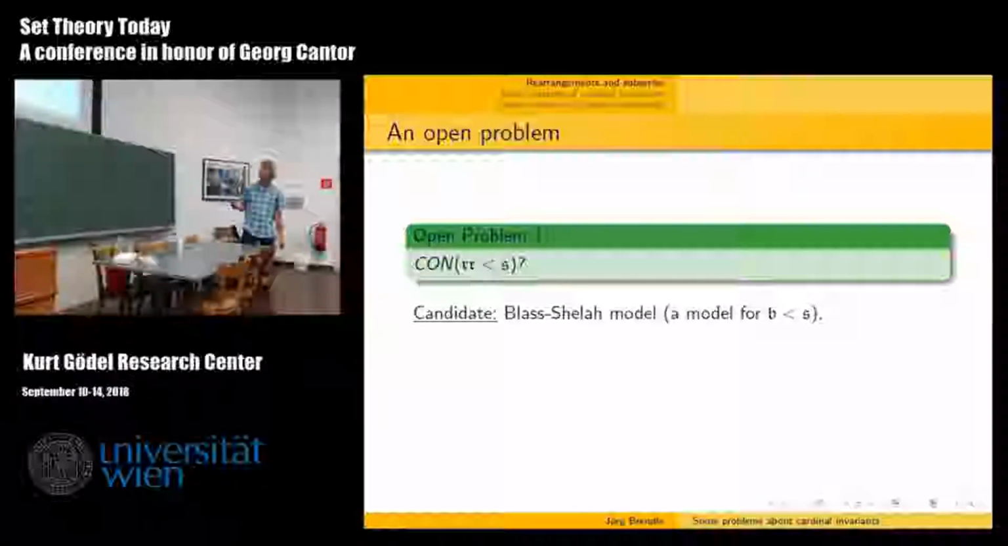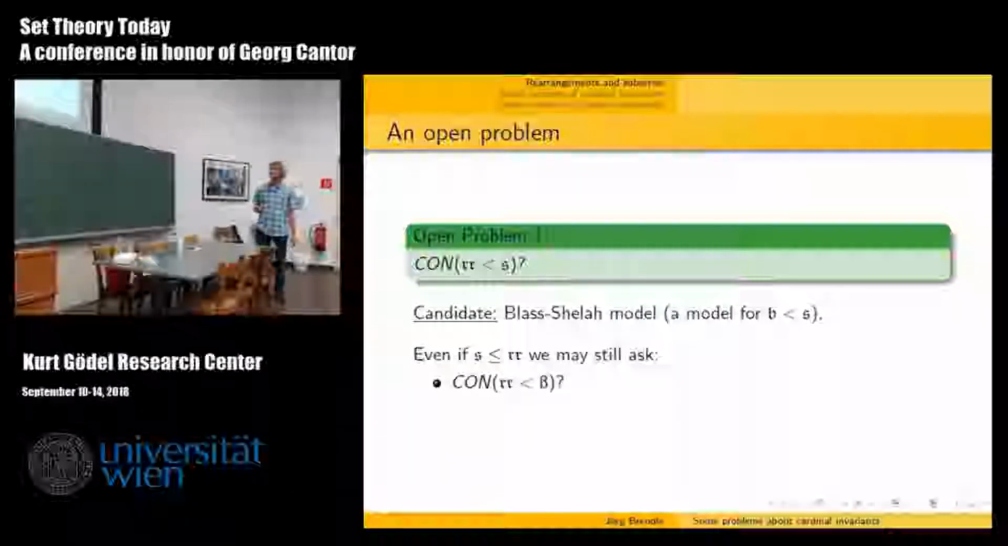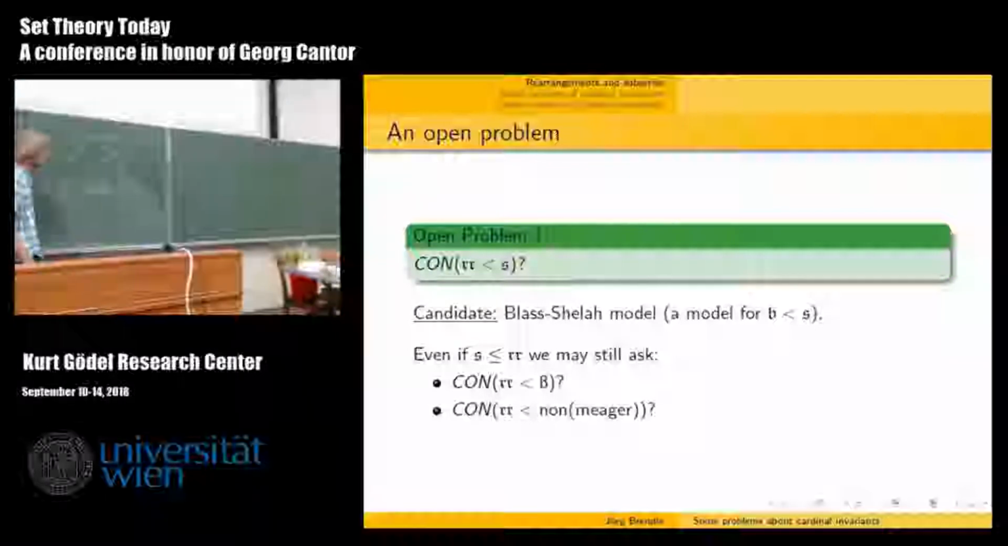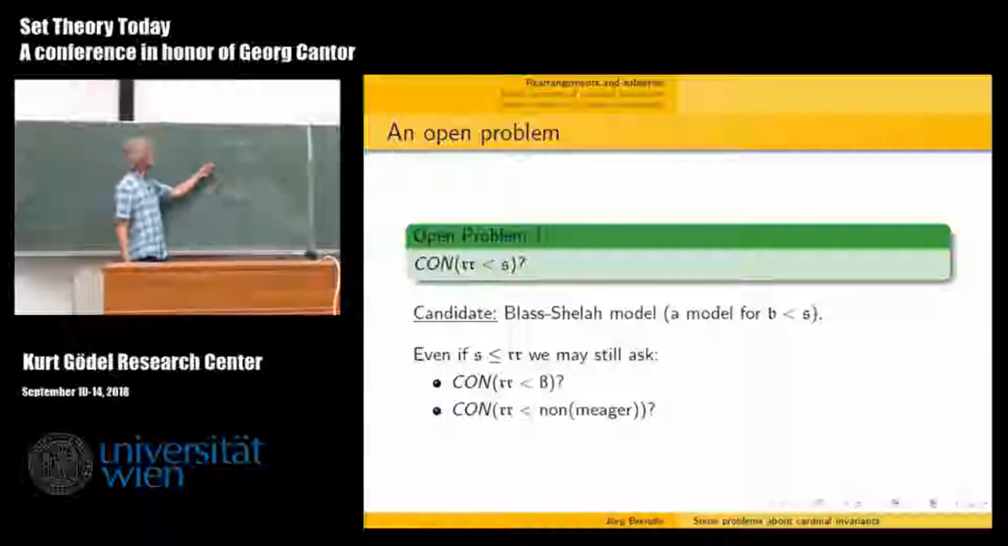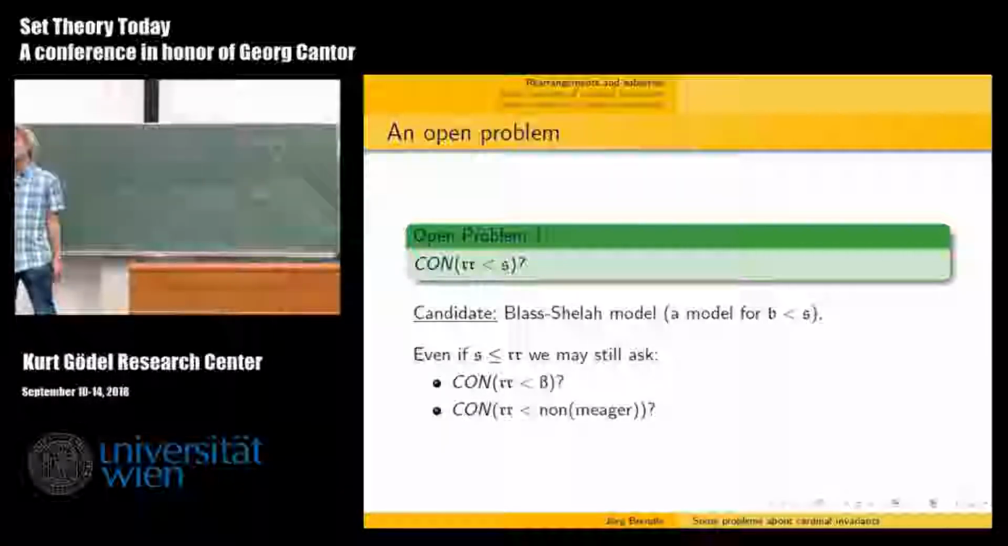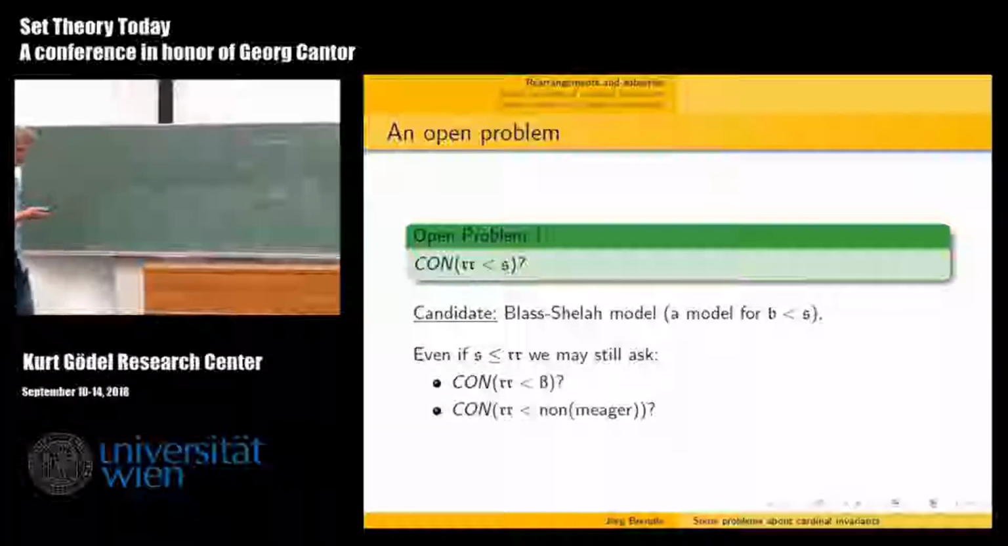Even if this is not true, so even if S is less than or equal to double R in ZFC, we can still ask weaker questions. You can ask for the consistency of double R less than double S here, or at least for the consistency of double R less than non-meager. So you see, all of these are not known. It's not really known what the relationship of this one to any of these three is. For all we know, that one could even still be equal to non-meager. So I very strongly conjecture that's not the case. Okay, so that's my first question.